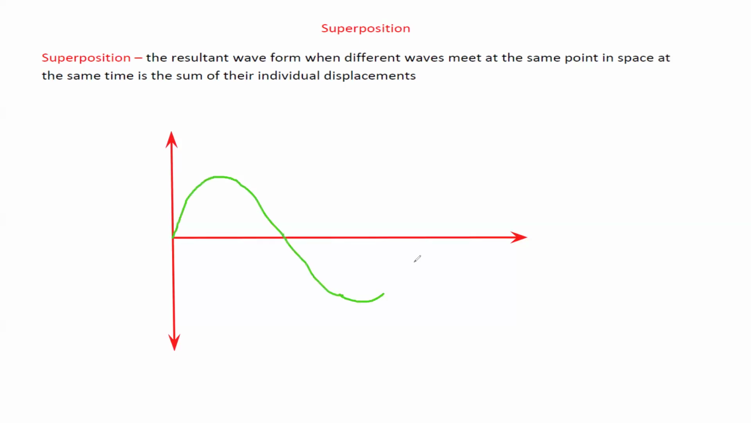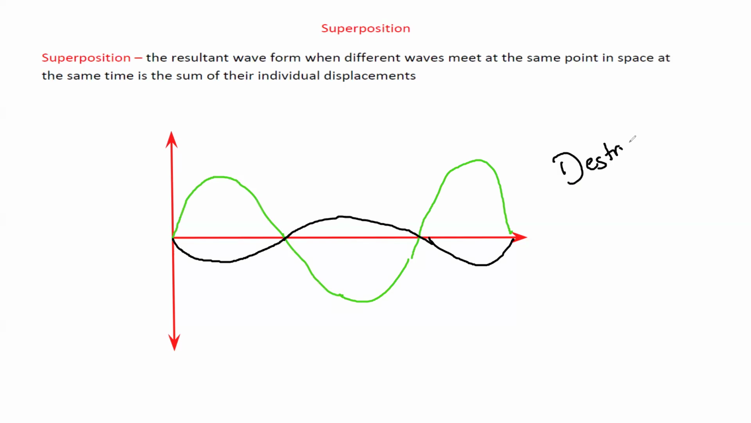Like this is the first wave, this is wave 1, and we have wave 2. So now the crest of one wave is joining with the trough of another. What we call this type of combination, we call that a destructive interference.